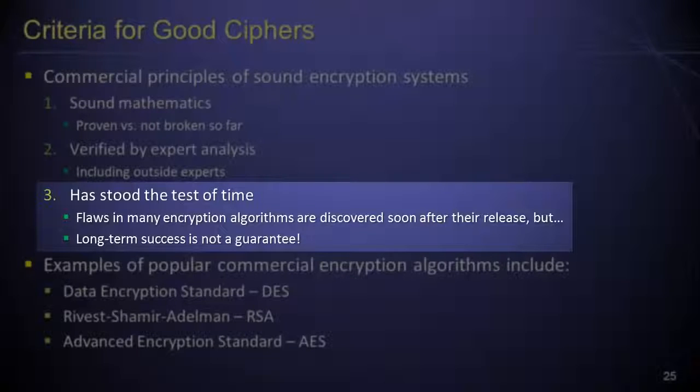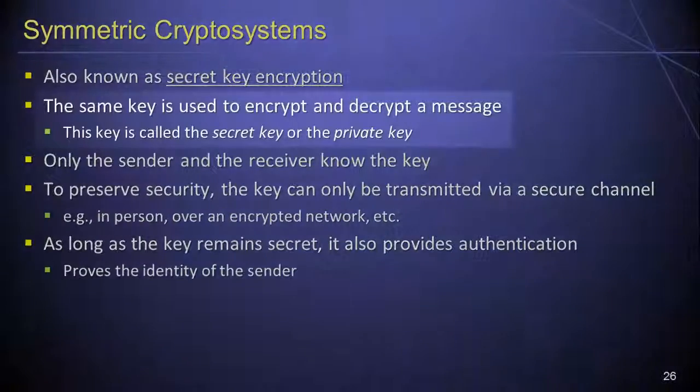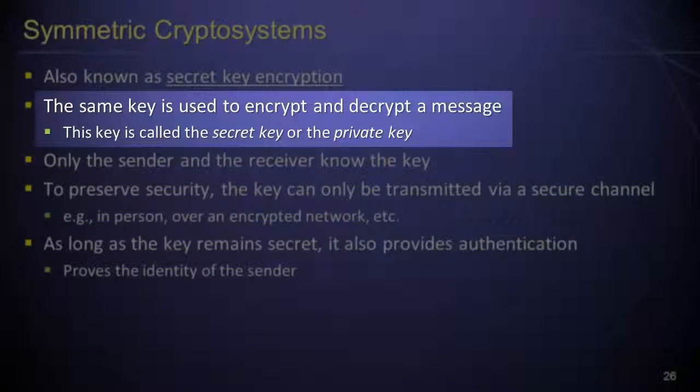Flaws in many encryption algorithms are discovered soon after their release, but even long-term success is not a guarantee of perpetual success. One of the 2 major types of cryptosystems is known as a symmetric cryptosystem, or sometimes as secret key encryption. The symmetry that is being referenced in the name symmetric cryptosystem refers to the fact that a symmetric encryption algorithm uses the same key to both encrypt and decrypt a message.